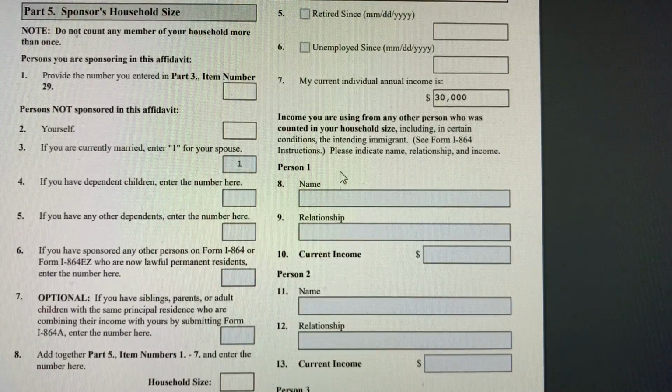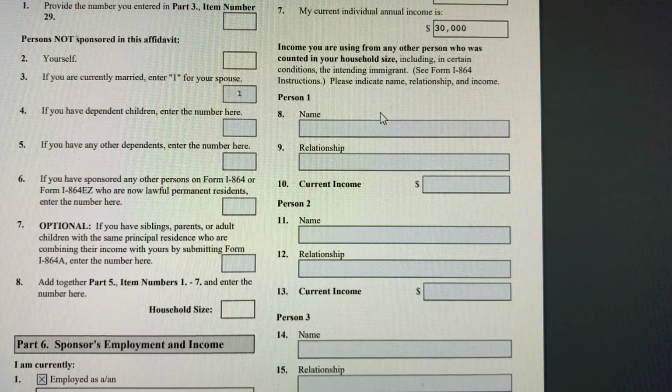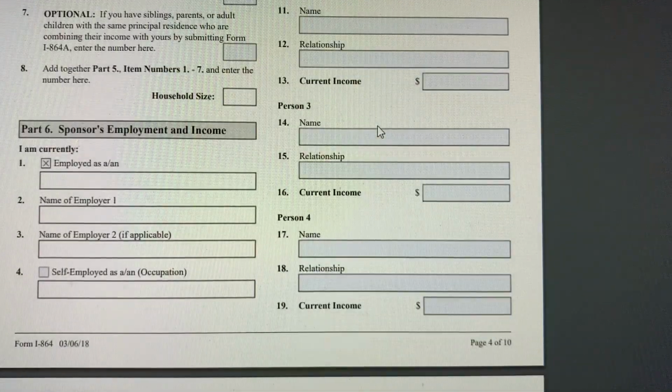So moving on, income you are using from any other person who was counted in your household size, including certain conditions of intending immigrants. Please indicate name and relationship. So yeah, these are for people also counted in your household size. So see the instruction here. Part 6, so we're done there.